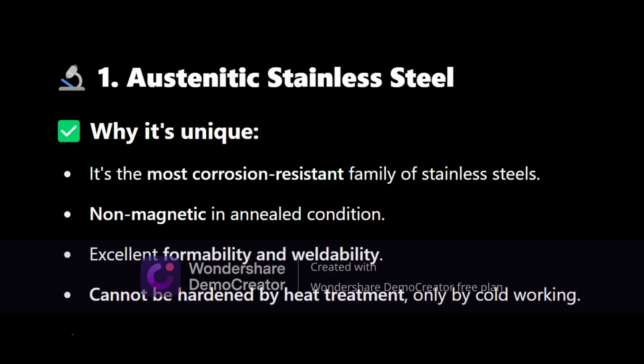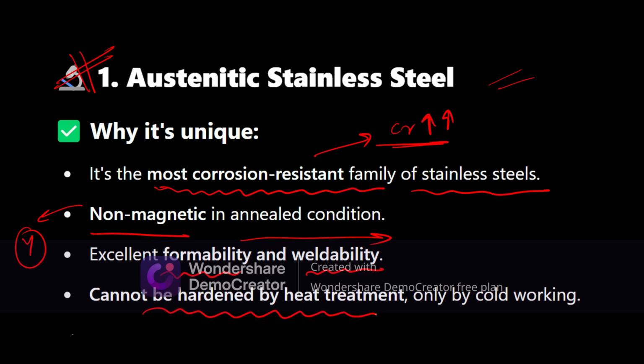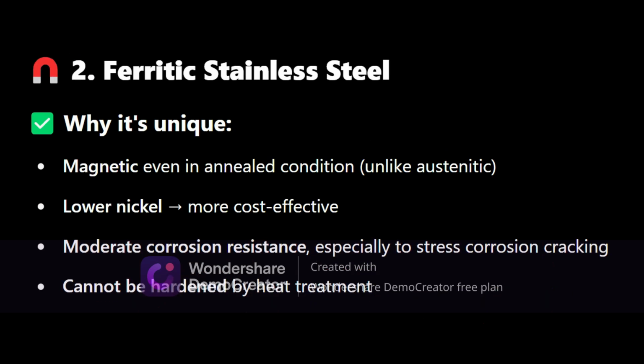And these are some unique properties of stainless steel. First one is austenitic stainless steel, which is the most corrosion resistant family of stainless steel. As I told you, due to high percentage of chromium, the corrosion resistance of austenitic stainless steel is very high. So this one is a very important point. And this one is non-magnetic as it is austenite. So austenite is non-magnetic, and it has excellent formability and weldability. So we can mold it into any shape because of this formability. And as I told you, it cannot be hardened by heat treatment, only by cold working. So these are some unique and different points about austenitic stainless steel.